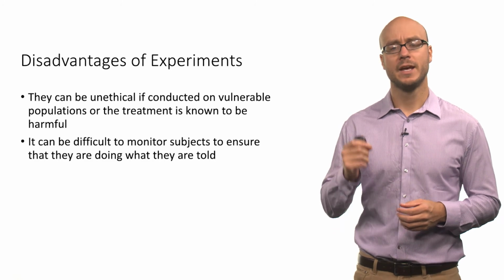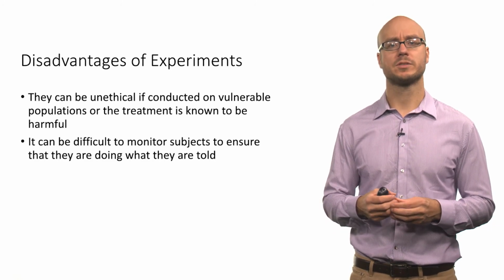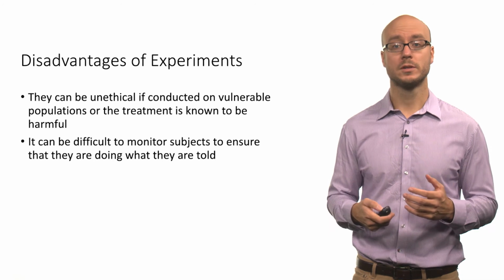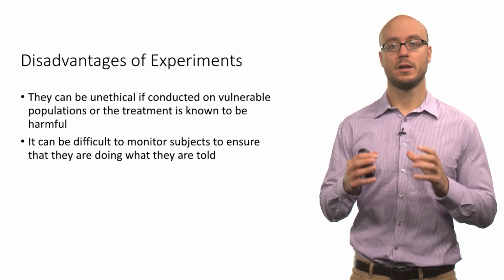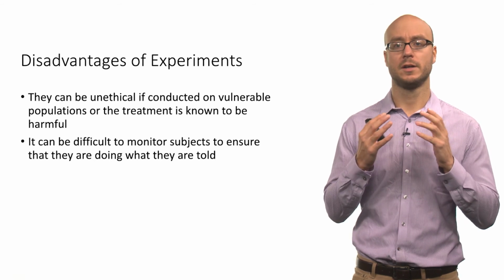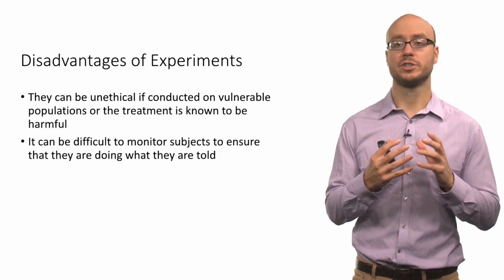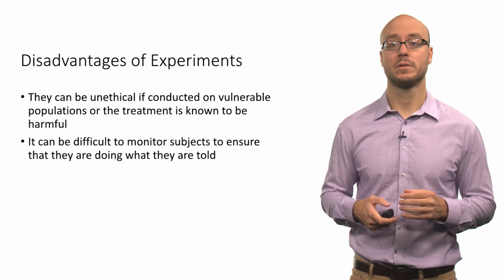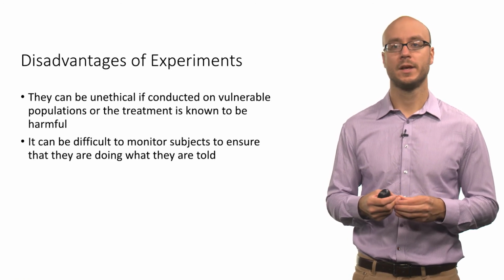Living in a poor neighborhood can be very harmful to people's mental well-being, as many sociologists have documented. It can also be difficult to monitor subjects to ensure that they're doing what they're told. So in an experimental study, you want to make sure that there's no other confounding variable, and you also want to make sure that they're actually responding to the treatment in the way that you expect. For example, suppose you tell people, okay, you have to take this pill every day, and that's the treatment. Well, what happens if they don't take the pill every day? Then your estimate of the causal effect might be biased or distorted.